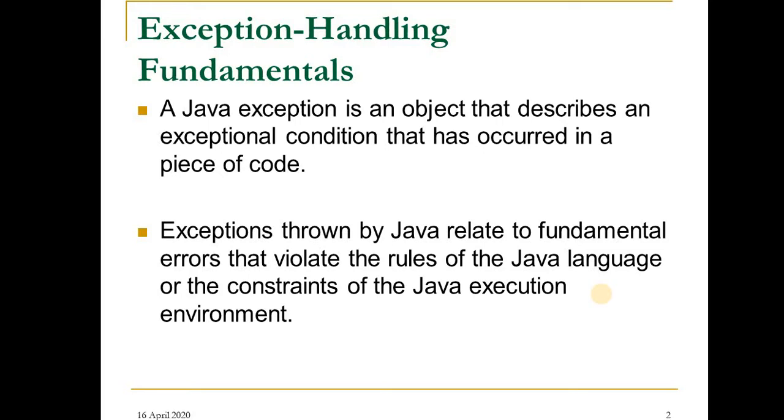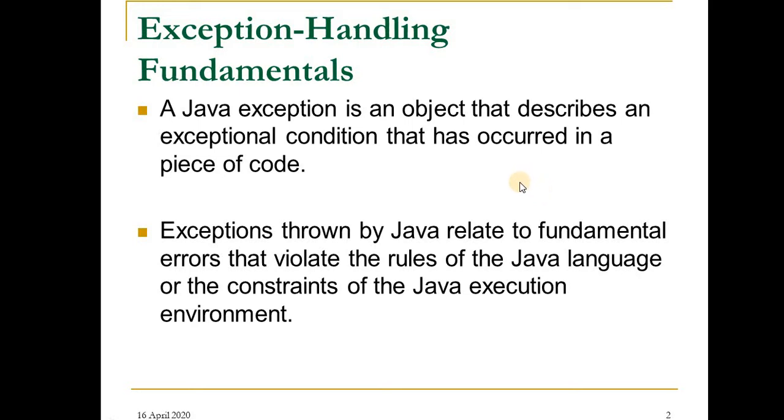Exceptions thrown by Java relate to fundamental errors that violate the rules of the Java language or the constraints of the Java execution environment. So, when a programmer tries to violate the rules of the Java language, or the constraints of the Java execution environment, an exception arises. Okay, that is, when he tries to violate either of these two, an object representing that exception arises. So basically this is the meaning of exception.